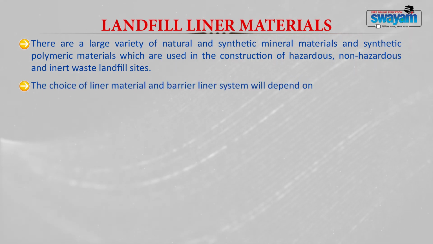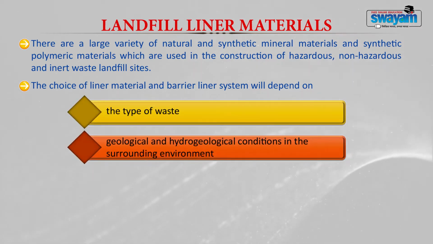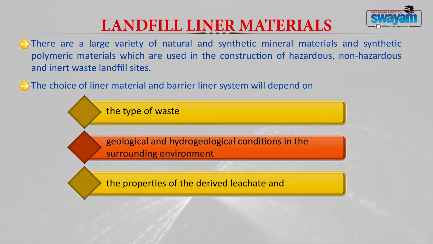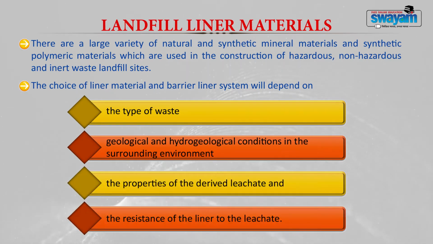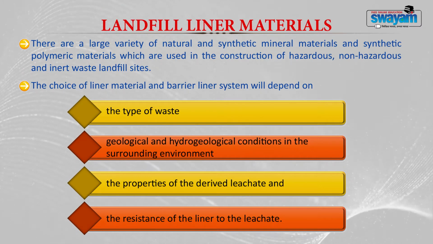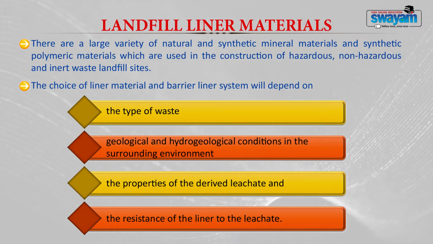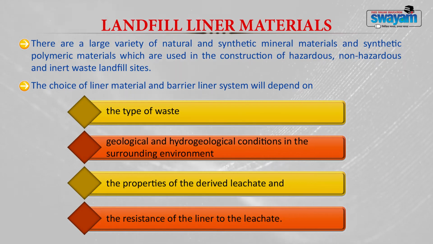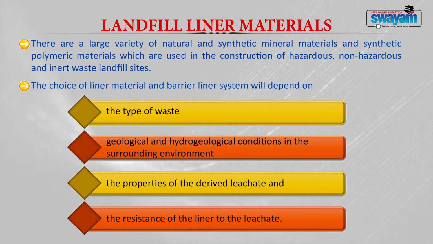The choice of liner material and barrier will depend on the type of waste, geological and hydrological condition in the surrounding environment, the property of derived leachate and the resistance of the liner to the leachate, because leachate has a lot of materials which has rupturing potential or a corrosion potential which will react with the liner material and it will break them or weaken them. So, these parameters should be considered before you select the material for construction of a liner system.